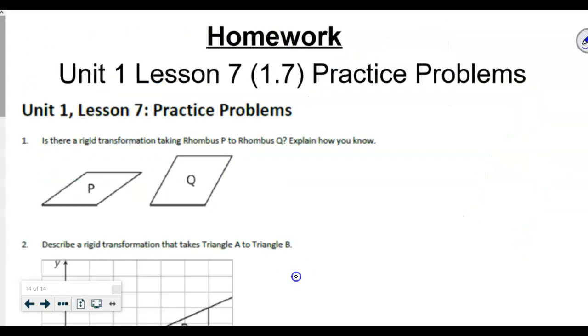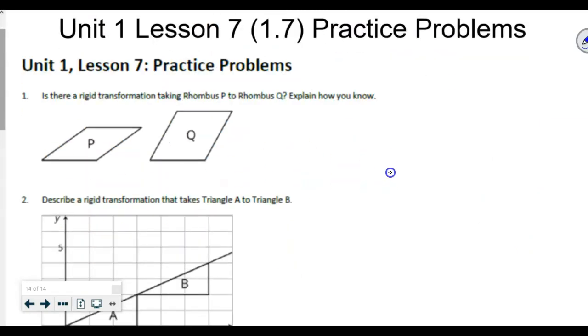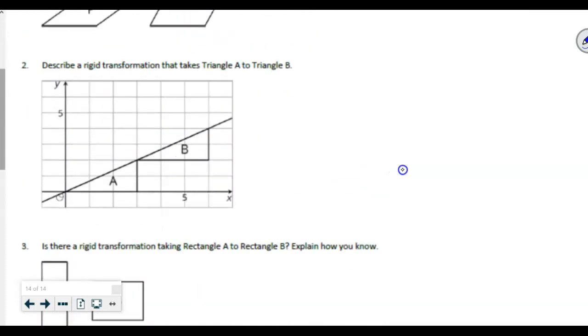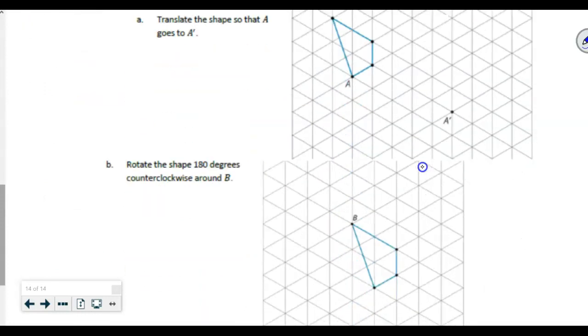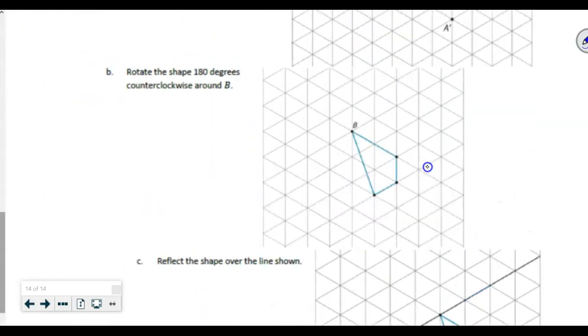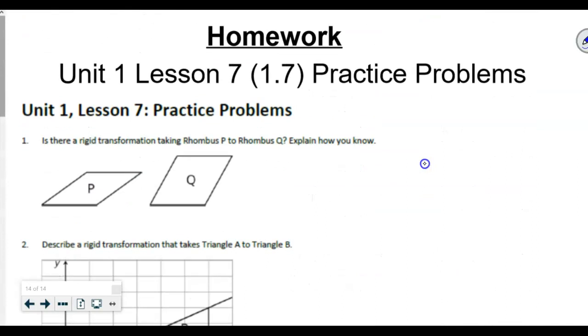Your homework is Lesson 7 practice problems. For you online learners, this is one that I think you are also going to need to print out and then upload an image. For you in-person students, obviously you'll just be doing it on that packet that I gave you.